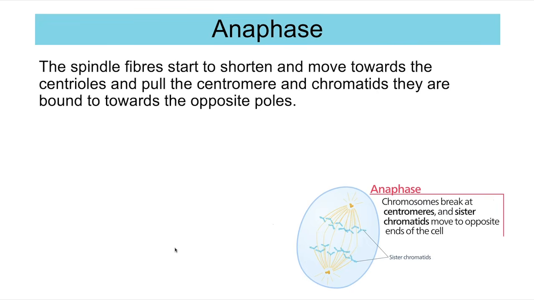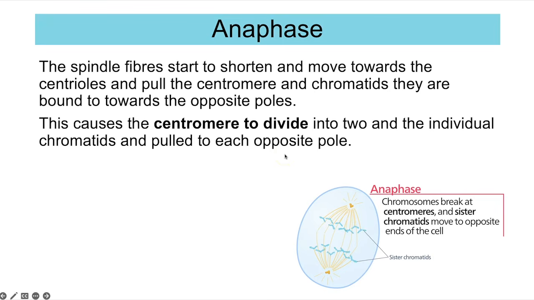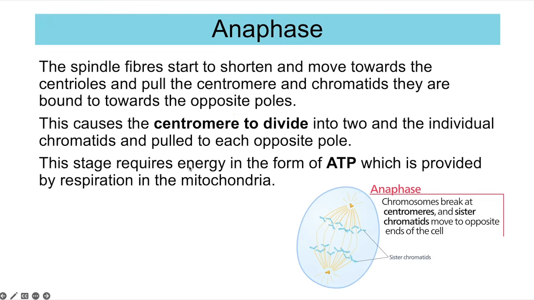So in anaphase, this is when those spindle fibres start to shorten and move back towards the centrioles. And as they do that, it pulls the centromere and chromatids and it splits that centromere in half. And that is what results in the chromatids, those sister chromatids, being separated and being pulled towards the opposite poles of the cell. So that's what we've got written just here. Now, this stage does require energy in the form of ATP, which is provided by aerobic respiration in the mitochondria.